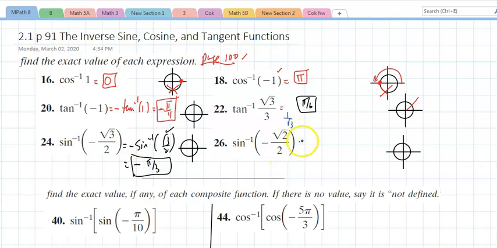And 26, if I take the negative out, that's the inverse sine of radical 2 over 2, and that would be negative. And the sine of which angle gives me radical 2 over 2? I know that's pi over 4. And that would be my final answer.